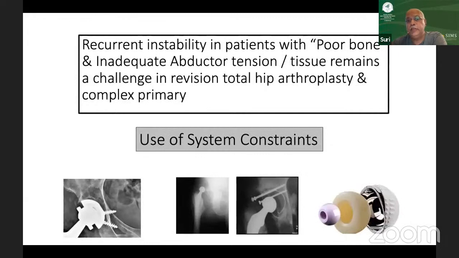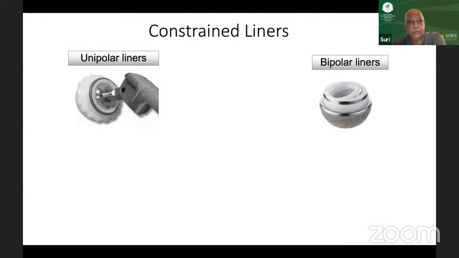Recurrent instability in patients with poor bone or inadequate abductor tension, especially with multiple surgeries, is a serious problem. This remains a challenge in the difficult primaries, in the multiply operated situations, post-trauma, or even in complex primary cases. So in this, we always demand some form of additional augmented constraint besides all the strategies we employ conventionally in terms of the alignment, the head, the tissue closures, and all the other possibilities, and sort of contract the capsular free space inside this.